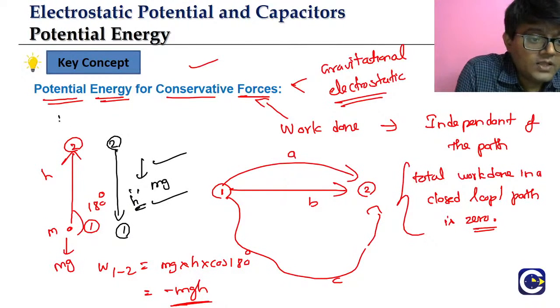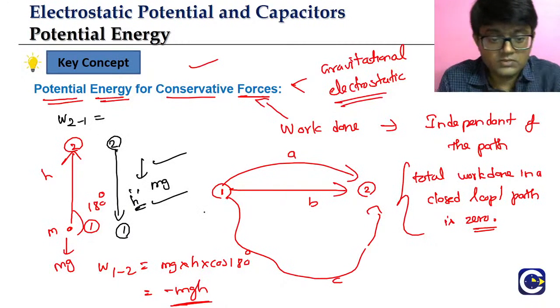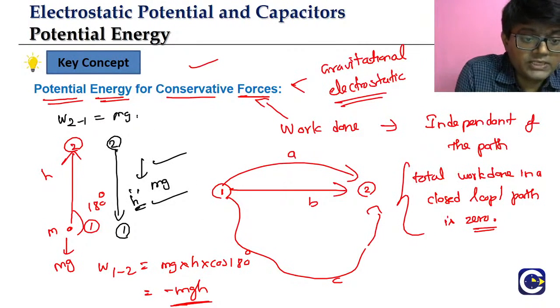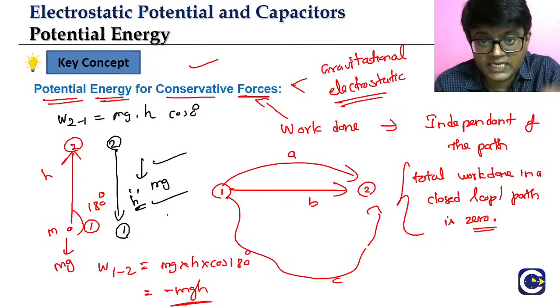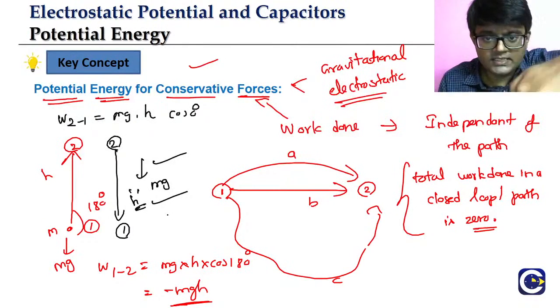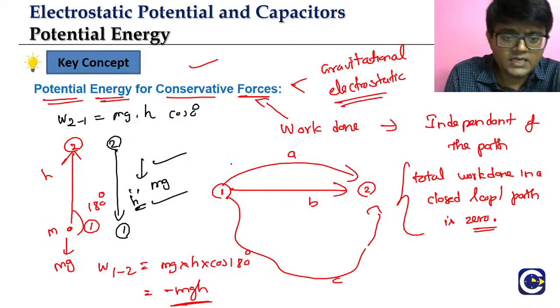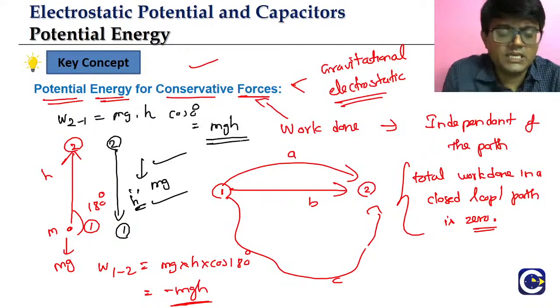Now look, the work done by the gravitational force when you bring it from 2 to 1 is force into displacement into cos 0. Why cos 0? Because both are in the same direction, parallel. The weight is pointing downwards, and the displacement is also downwards. So the angle between them is 0. Look here, what is cos 0? It is 1, which means mgh.